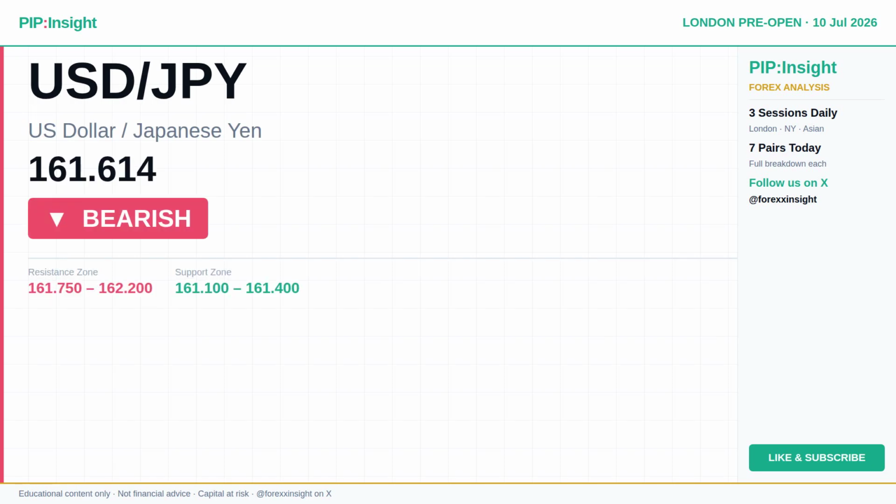Dollar yen. The chart is showing bearish structure on this session. The 4-hour trend is to the downside and the 1-hour is also pointing lower. Resistance is marked between 161.75 and 162.2. Support is marked between 161.1 and 161.4. Here is the full chart breakdown.